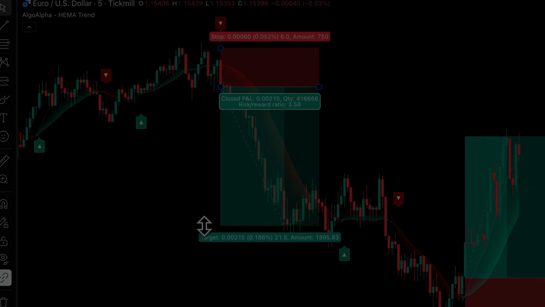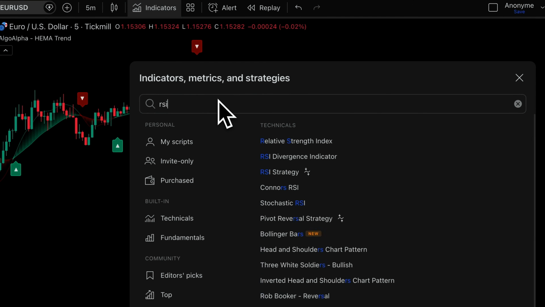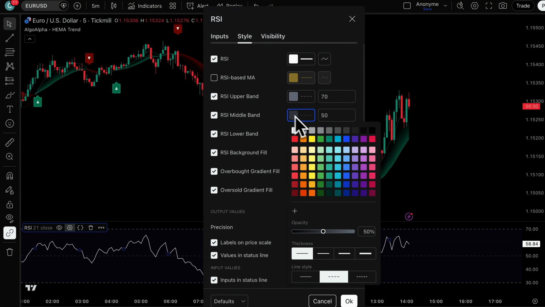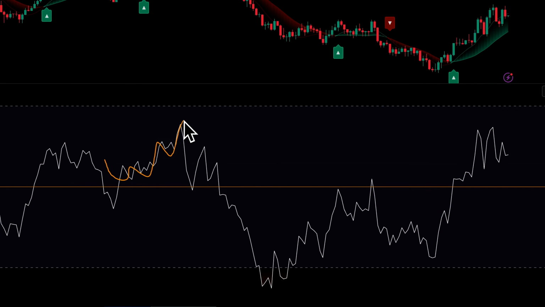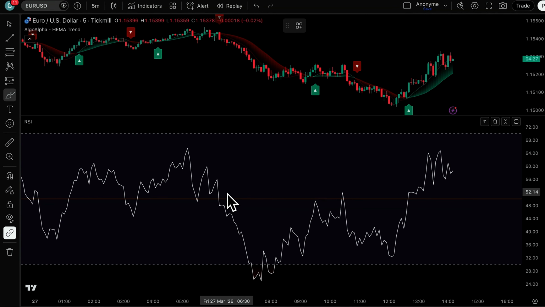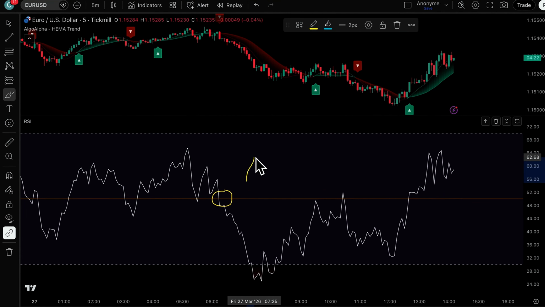sell signals. To improve the results of this strategy, we're going to use another indicator. You replace 14 with 21. We're going to make the 50% RSI line much more visible because we'll use it for this strategy, and we can confirm when prices are above the 50% zone, the market's bullish, and when prices are below the 50% zone, the market's bearish.